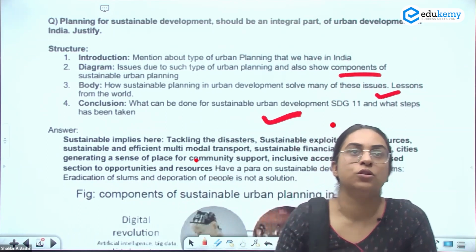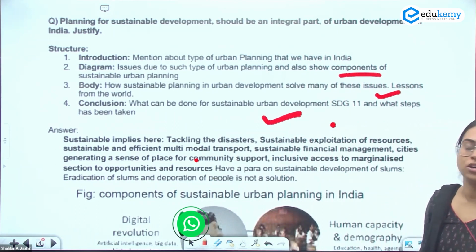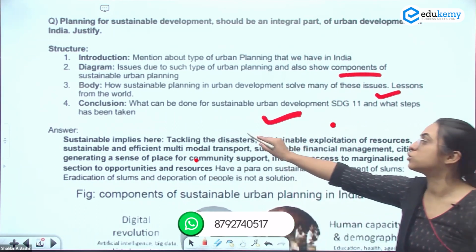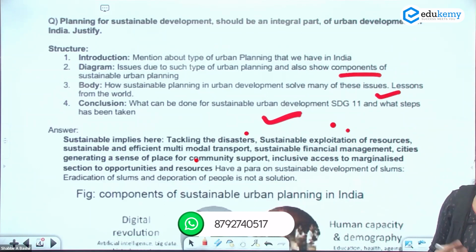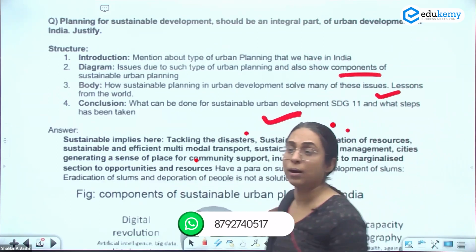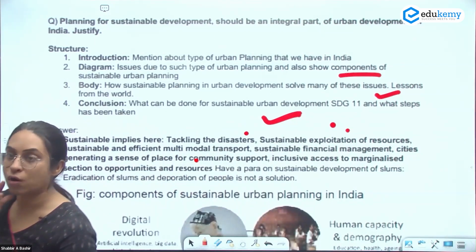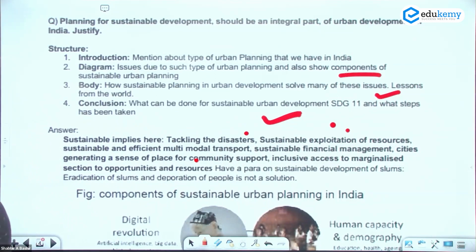So when I say sustainable, it is not just about tackling disaster. It is also about sustainable exploitation of the resources. It is also about the efficient mode of transportation, the electric vehicles, the public transport. It is also about sustainable financial management.